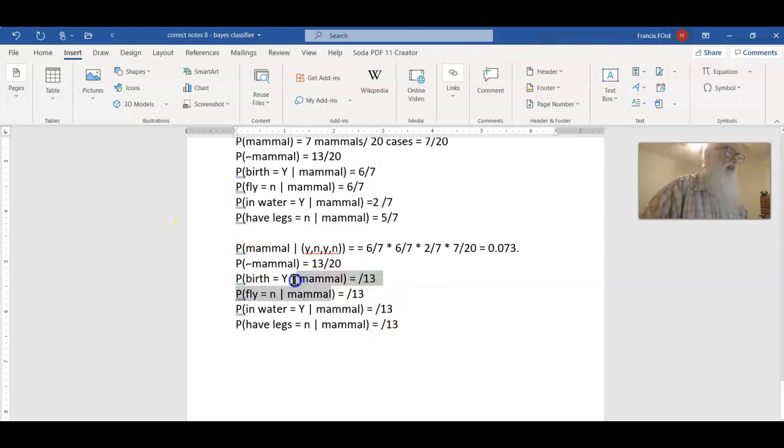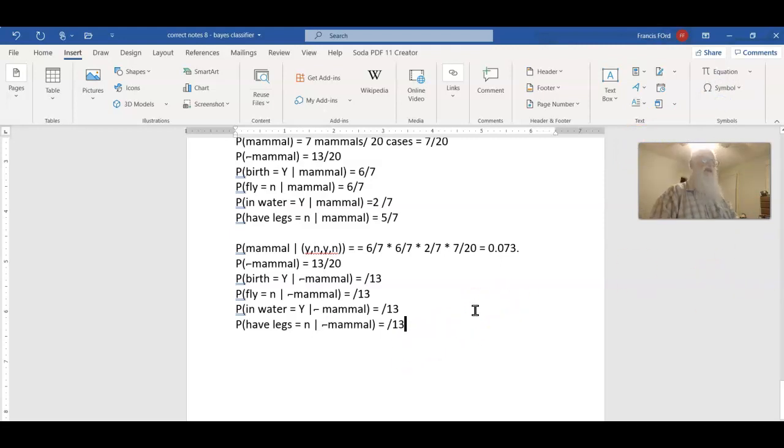And remember that each of these is now a not. So I go over here and say not mammal. Excuse me. Not mammal. Here, not mammal. And here, not mammal. And here, not mammal. I try that one again.